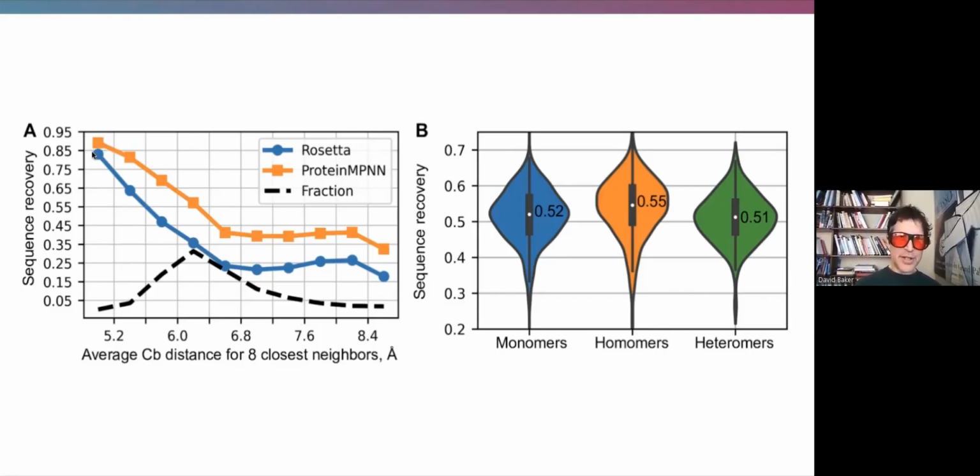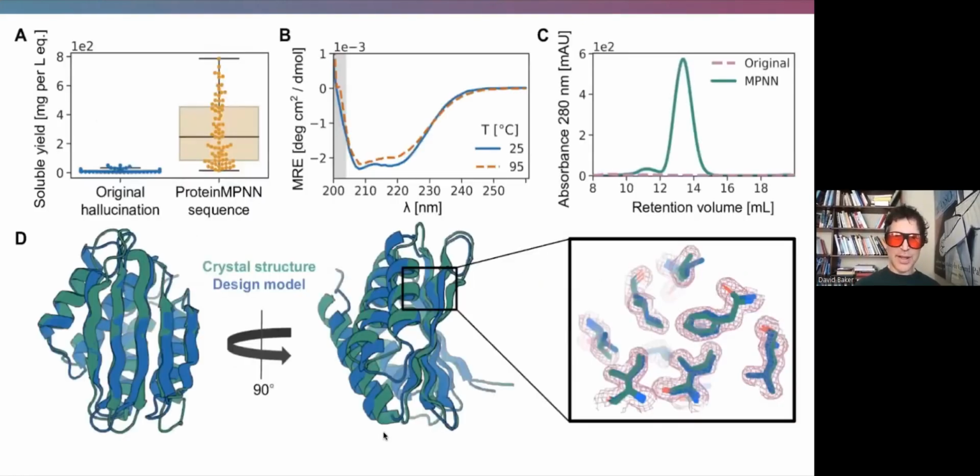More buried positions, it's like a jigsaw puzzle. And so Rosetta is almost as good as this neural network. But at all other places, the network is just much better at recovering sequences. And this holds across a very wide range of different types of proteins.